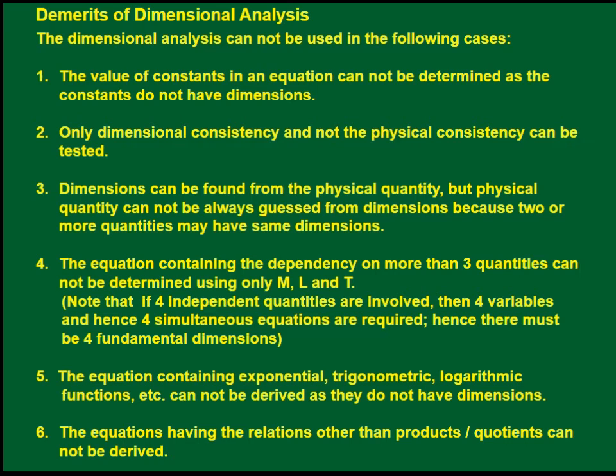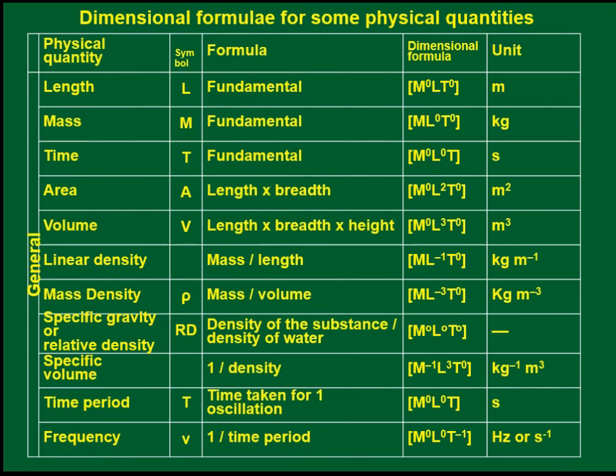Now there are some dimensional formulae for your ready reckoner. So, dimensions for some physical quantities: length, mass, time, area, volume, linear density, specific gravity or relative density, specific volume, time period, frequency. Then distance, displacement, speed, velocity, velocity gradient, acceleration or acceleration due to gravity, momentum, force, force constant or spring constant, impulse. In the dimension column you will find the dimension, and there are some formulae and their units also in this column. So it is a ready reckoner for you.